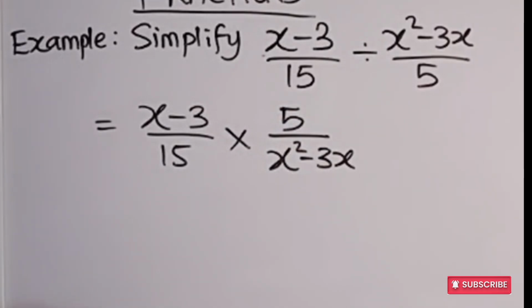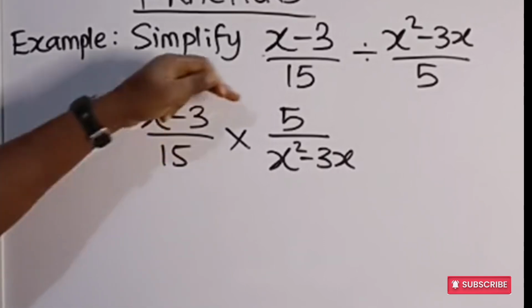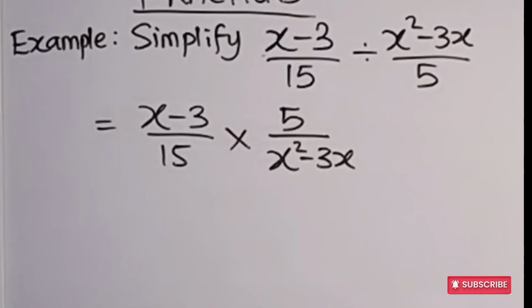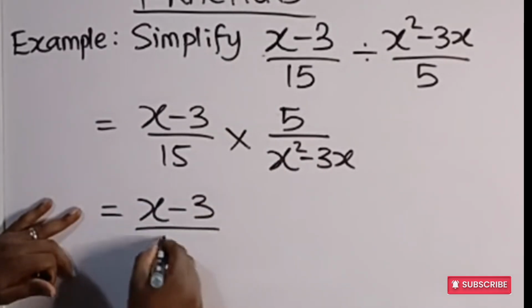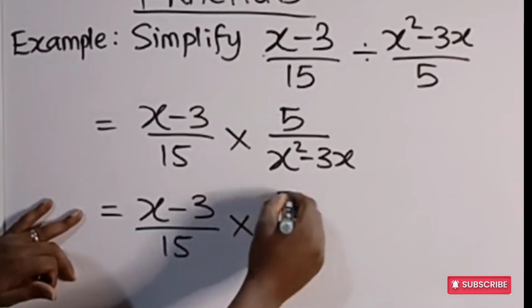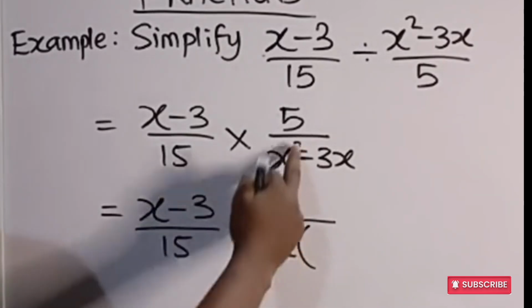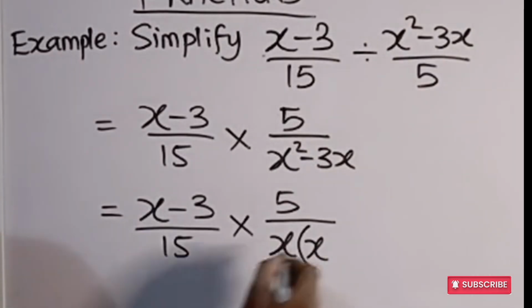This next step is look out for opportunities to factorize. Here we have x minus 3, we can't factorize. Here we have 15, we can't factorize. Here we have 5, we can't factorize. But here we have x squared minus 3x. X is common between them, so we can factorize. So this will give us x minus 3 all over 15 multiplied by 5 all over, between these two, x is common. X squared divided by x gives us x. Minus 3x divided by x gives us minus 3.